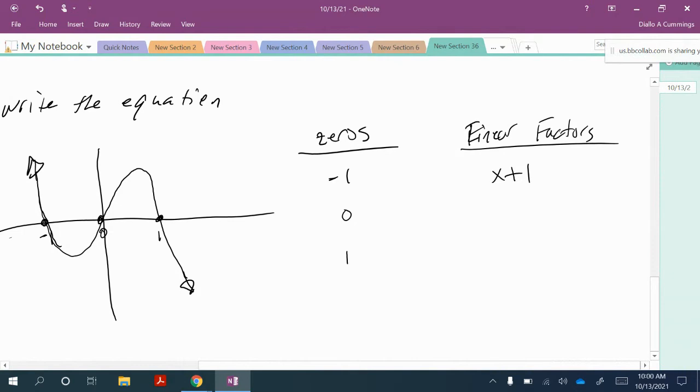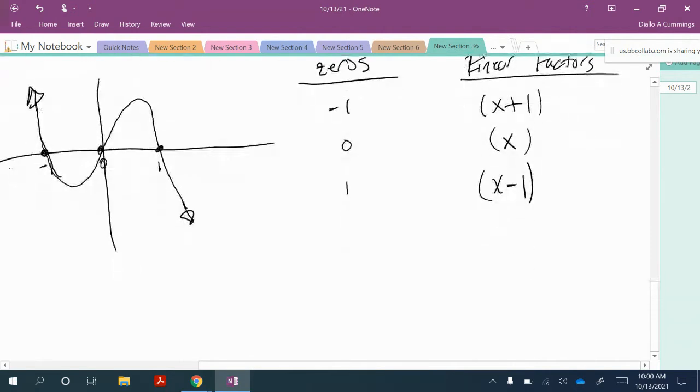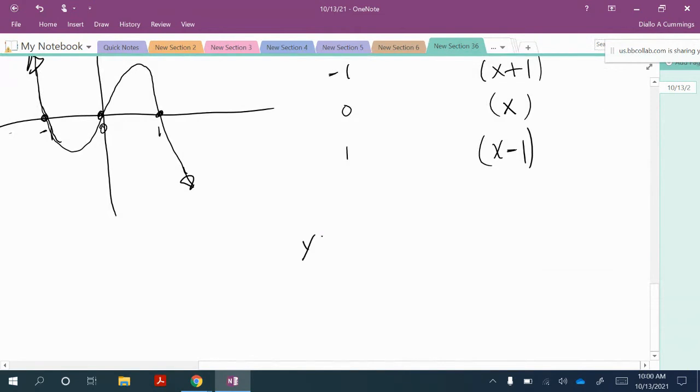0 as a linear factor is simply x, right? Because you take x minus the 0, so you have x minus 0, which is x. And then a linear factor for +1 is x minus 1. Notice I'm putting those linear factors in a set of parentheses. So now we're going to write out the equation.